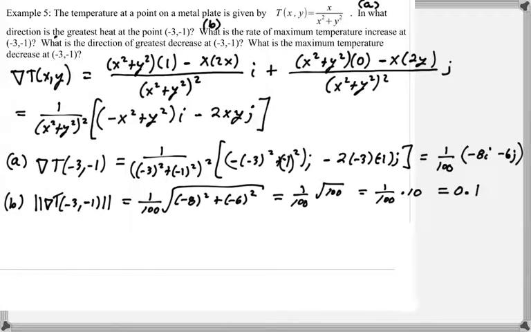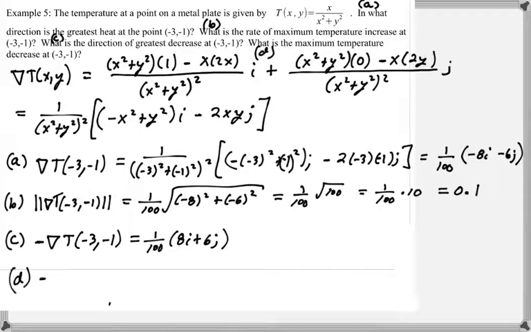Okay. All right. Let's say this is part C. So the direction of greatest decrease is just going to be the negative of the gradient, and so that's going to be 1 over 100 times 8i plus 6j. So no comma here. If I was using the angle brackets, then I'd use a comma there. Okay.